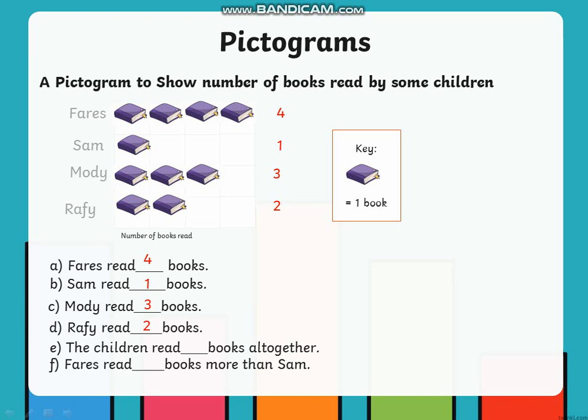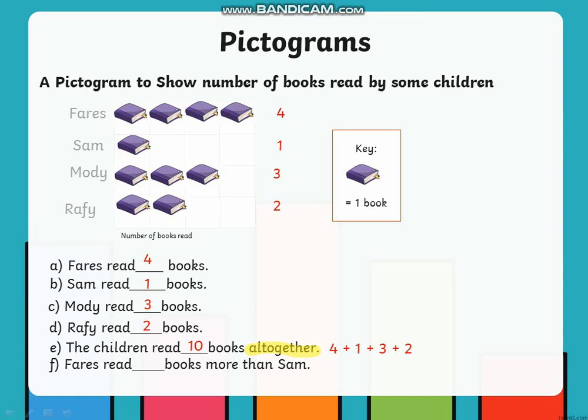As we said, the words "all together" mean I have to add all my numbers together. So it's going to be 4 plus 1 plus 3 plus 2. Or you can count them all. If I count them all, let's count them together. 1, 2, 3, 4, 5, 6, 7, 8, 9, and 10. So all of them together are how many books? 10 books. Perfect. Now question F.